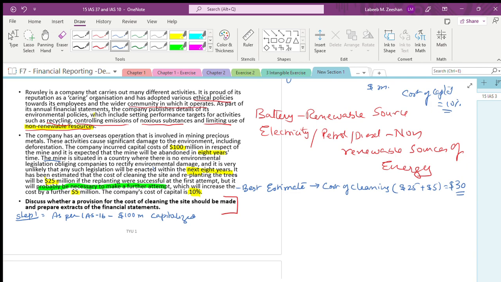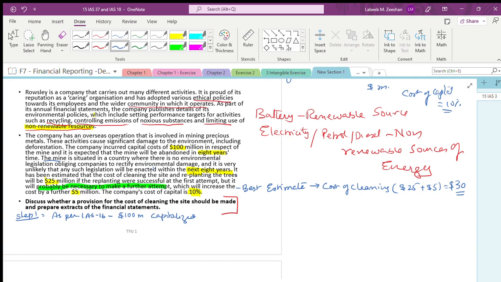But it will probably be necessary to make a further attempt, which will increase the cost by how much? 5 million. Is it right? Now, the company cost of capital is how much? 10. What they are saying, they are talking in terms of what? They are talking in terms of the cost of capital.